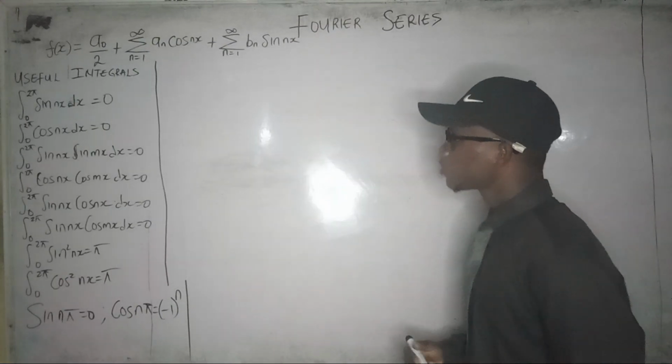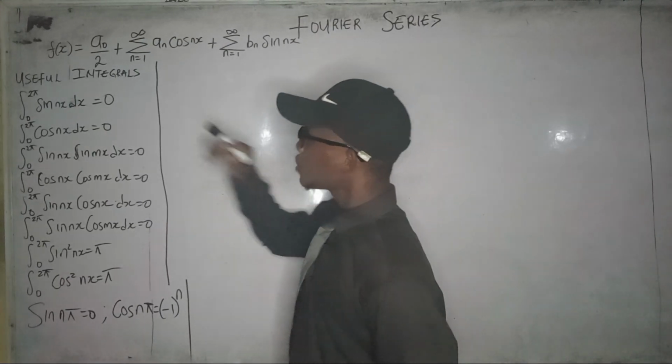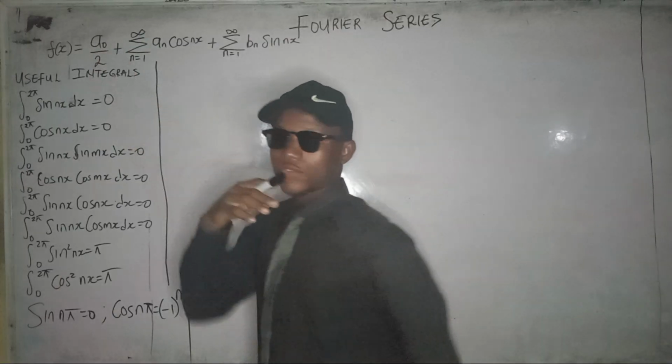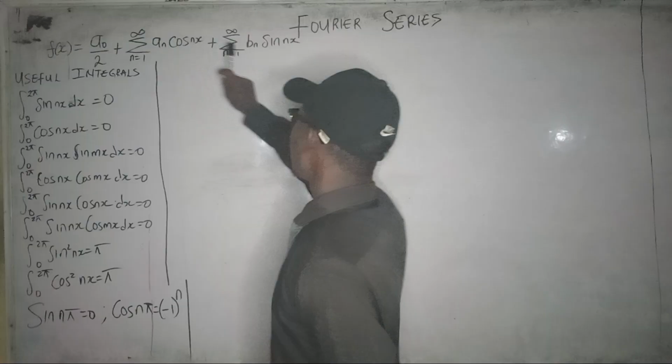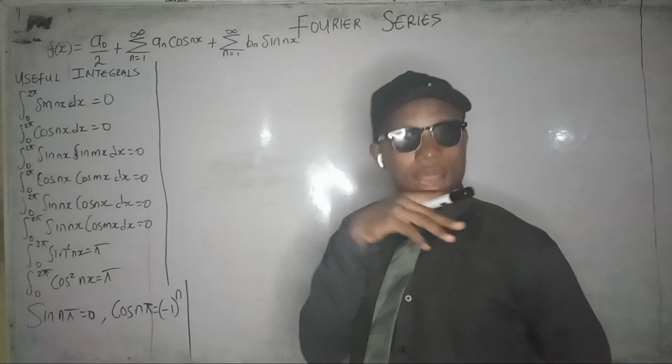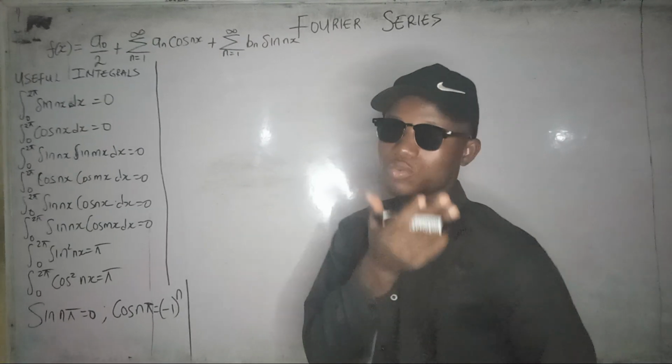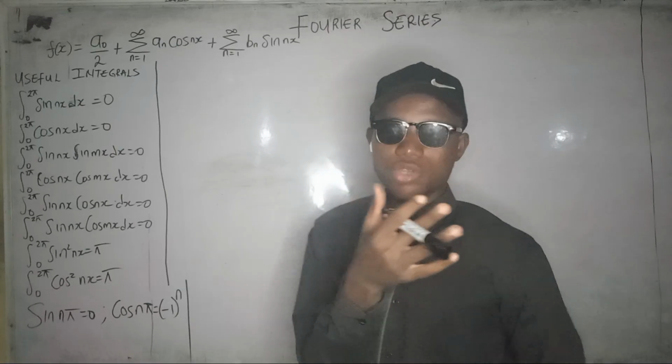So now let's move on to finding the coefficient of a naught. How do we find the coefficient of a naught? For us to find the coefficient a naught, we have to cancel out a n and b n. But how do we do that? I actually wonder about that. But there is an actual trick here.